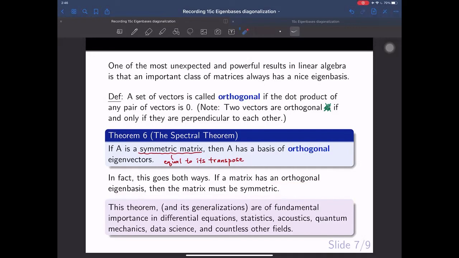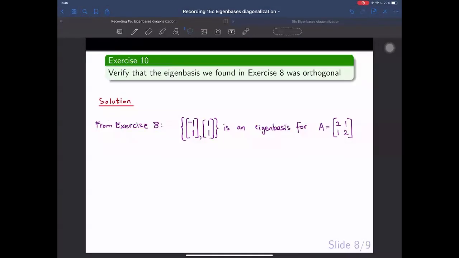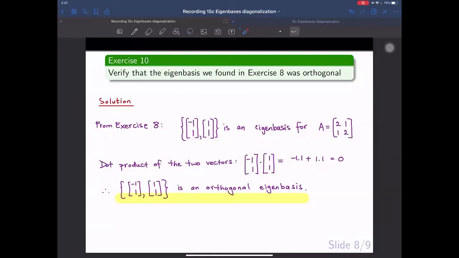This theorem has a lot of applications in other fields. In this exercise, let's just verify that the eigenbasis we found earlier in exercise 8 is an orthogonal eigenbasis. We found that this was an eigenbasis for A. To check that this is orthogonal, we just need to take the dot product of these 2 vectors. So the dot product here would just be -1 times 1 plus 1 times 1. So this gives us 0. So yes, this set is orthogonal. So this is an orthogonal eigenbasis. And note that this matrix is symmetric.